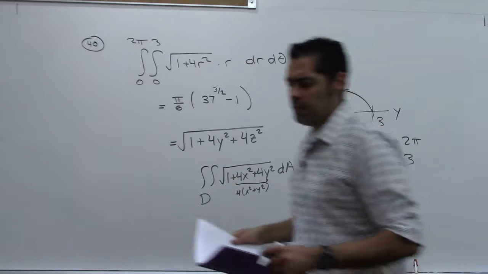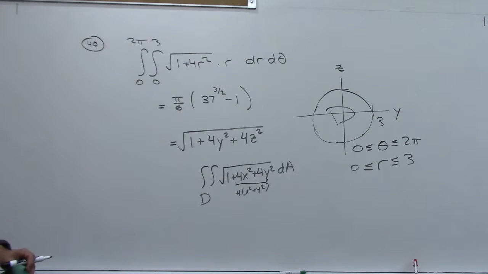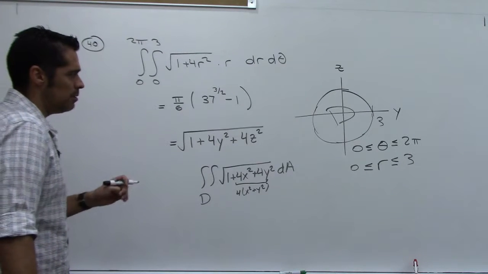So the main point of this problem was just to get you to see that if you have x in terms of two different variables, you can still use the same formula, it just changes up a little bit.